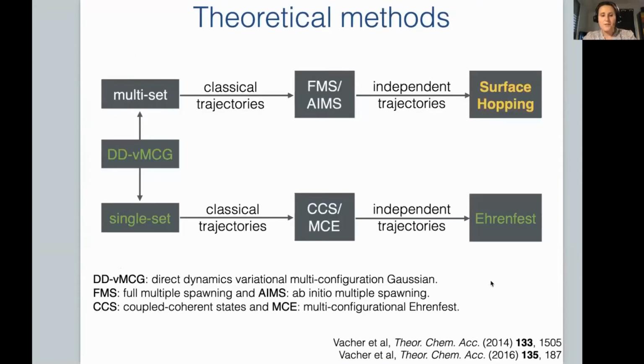So there are actually many flavors of trajectory-based methods. You may recognize some acronyms or some names here. The simplest methods are on the right, surface hopping and Ehrenfest, for example, while on the left-hand side, the DD-vMCG method allows a full quantum mechanical treatment of both the electrons and nuclei. So it's more accurate. And most of the results I'm going to show you in this presentation are using the Ehrenfest method and a few of them the DD-vMCG method.